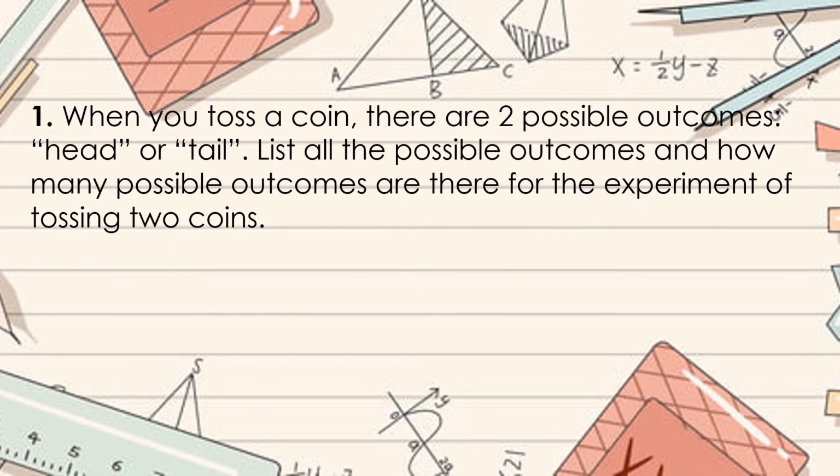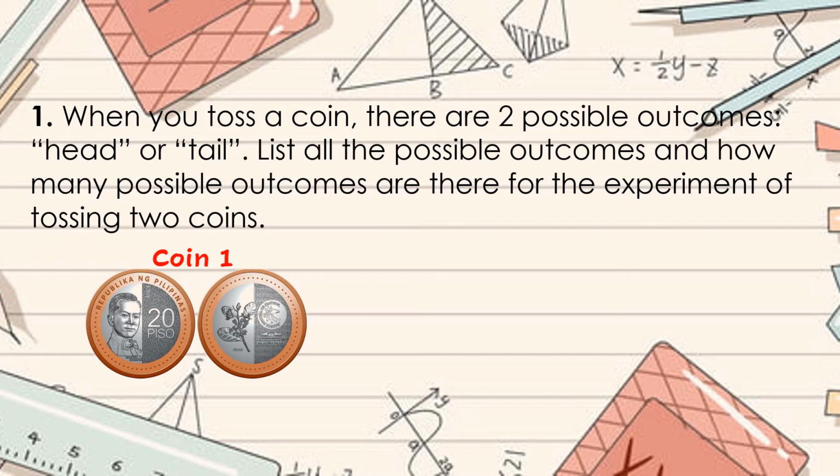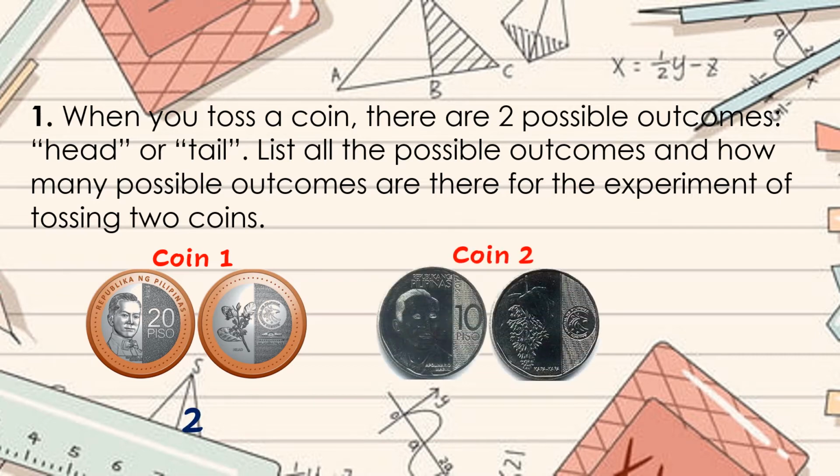Let's go back to our first problem in lesson 4, in which we tossed two coins. I used the 20 peso coin that has two possible outcomes and the 10 peso coin that also has two possible outcomes. And we got a total of 4 possible outcomes. We got 4 by using the table, the tree diagram, and the listing method, right?